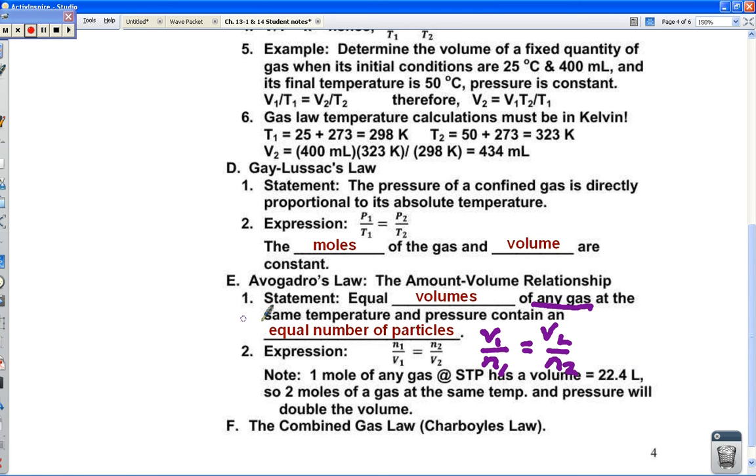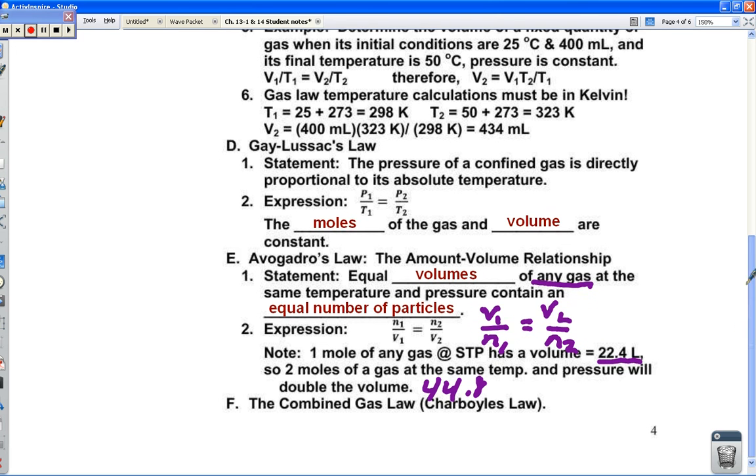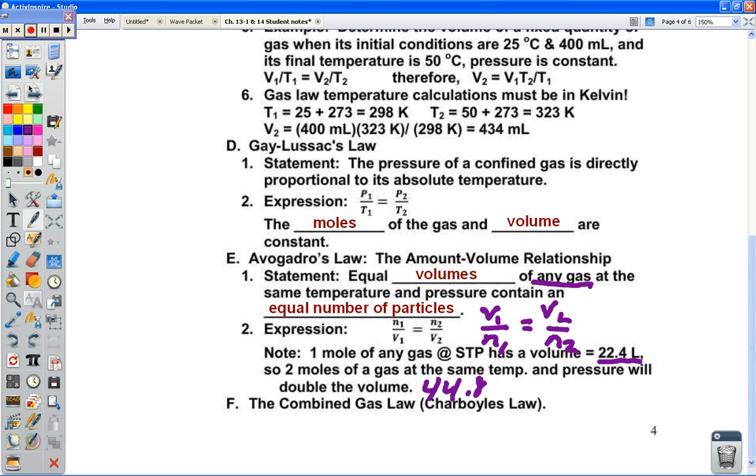Note, 1 mole of any gas at STP has a volume of 22.4 liters. We learned this last unit. So if we have 2 moles of a gas at the same temperature and pressure, we will then have double the volume, or 44.8. All those guys bring us to the Combined Gas Law.